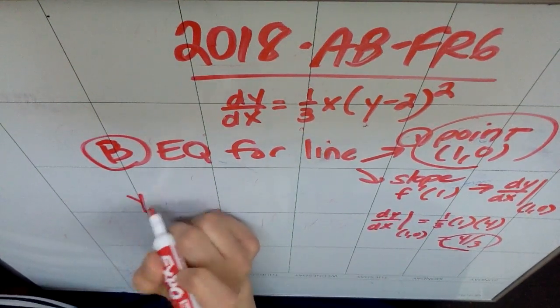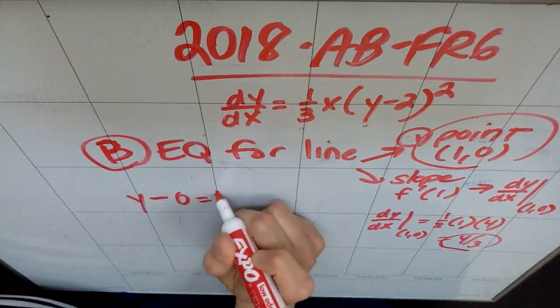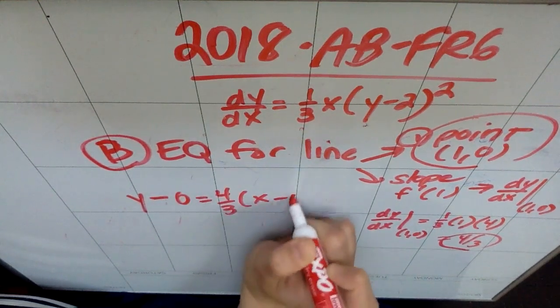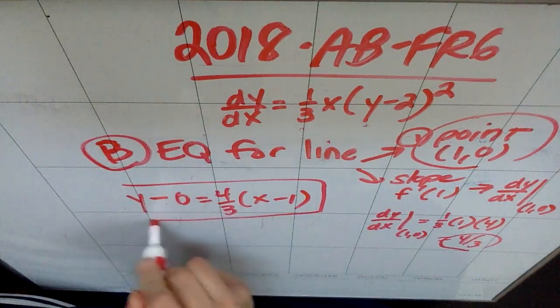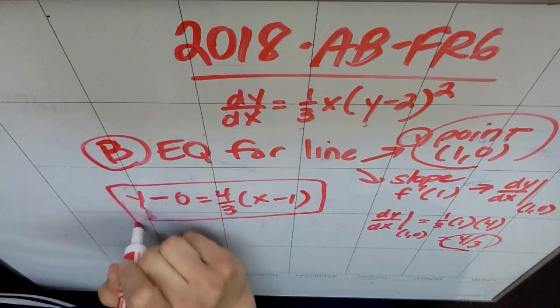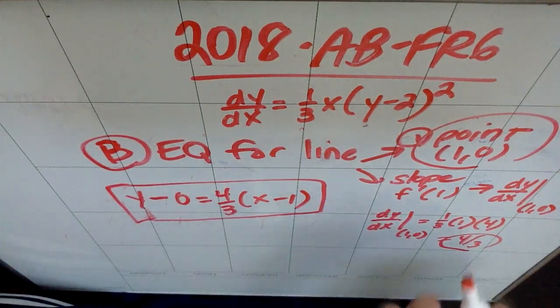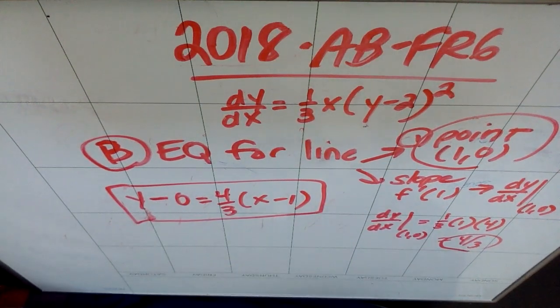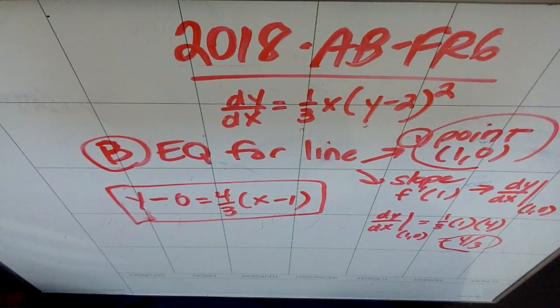So y minus the y value equals m times x minus the x value. So there's my equation. Now, if they want you to solve for y, you can add this number over. In this case, it really doesn't matter because that number is a 0 anyway.